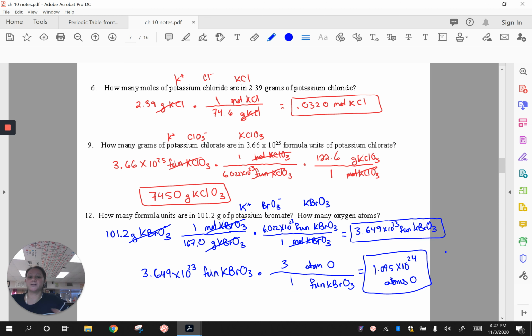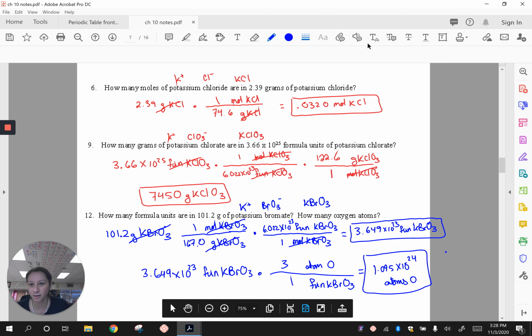Another way you could have done it is, it's kind of longer, but after this step right here, once you got to the moles of KBrO3, you can go to moles of oxygen. Remember, you can link between moles and moles. So you can figure out how many moles of oxygen for every mole of KBrO3. There's 3 moles of oxygen. And then you could say, well, for every mole of oxygen, there's 6.022 times 10 to the 23rd atoms of oxygen in 1 mole of oxygen. So there's different ways to do it, but this is probably the easiest way to do it.